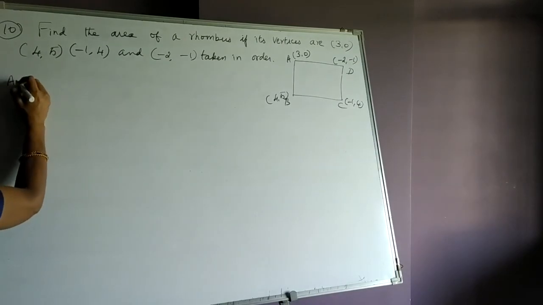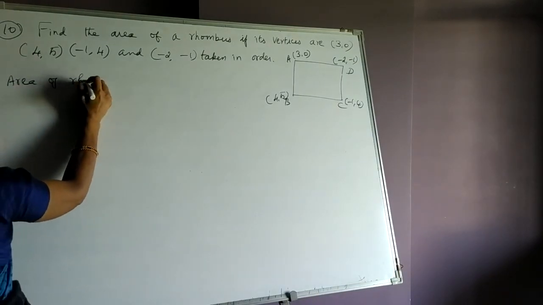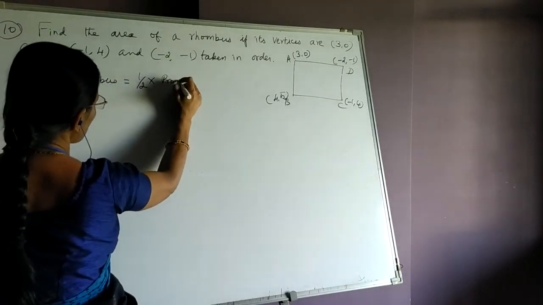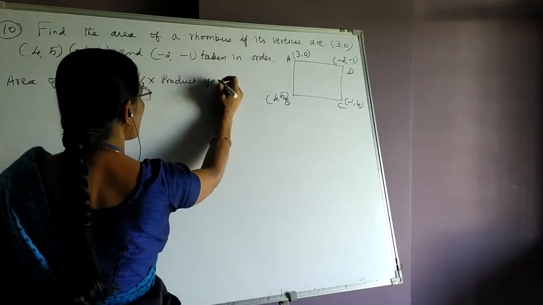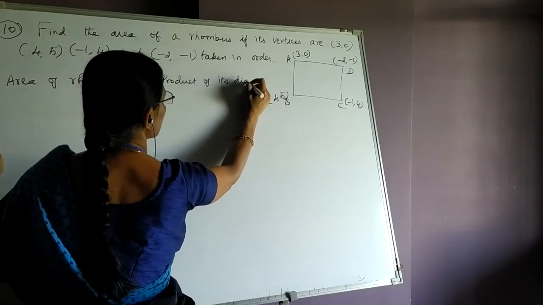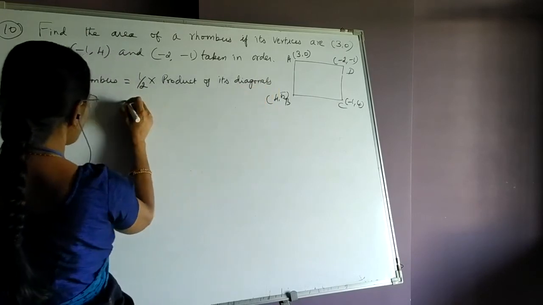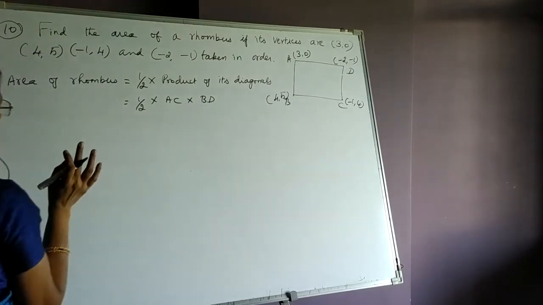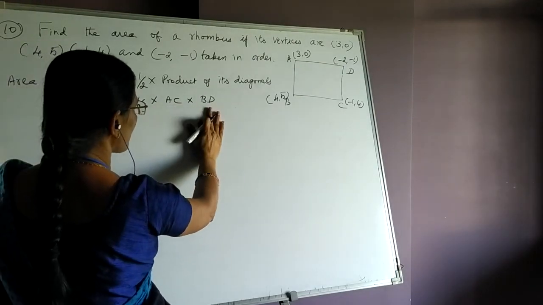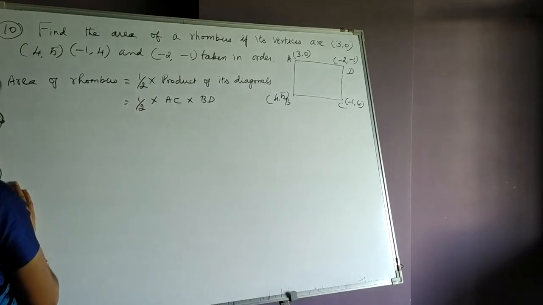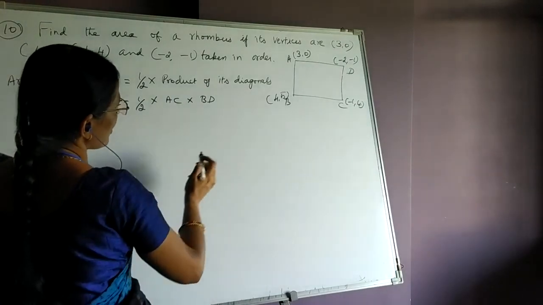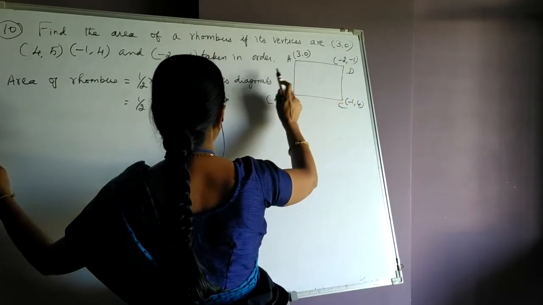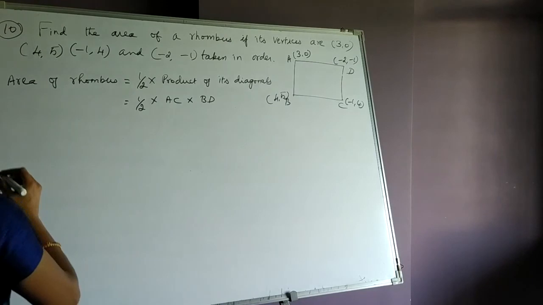Let us understand what is the formula to calculate area of the rhombus. Area of the rhombus is half into product of its diagonals. What are the diagonals here? AC and BD. So half into AC into BD. So if you know the values of AC and BD, we can find out area of the rhombus. How to calculate AC? Using distance formula we can calculate AC. Similarly BD. And if we multiply these two with half, we will get area of the rhombus.